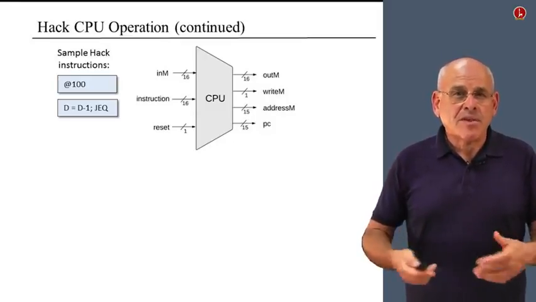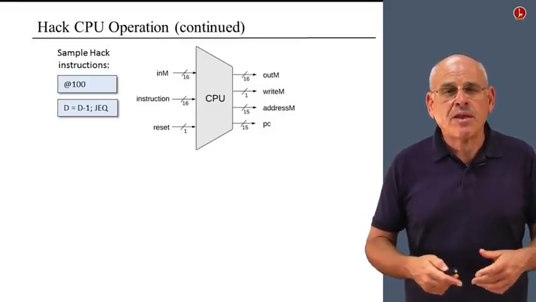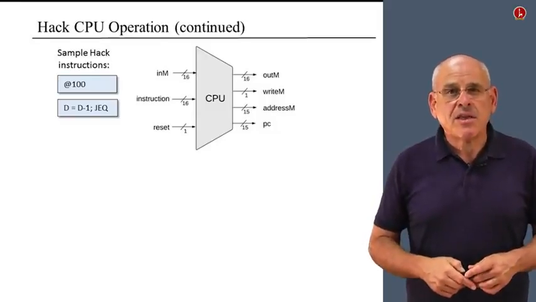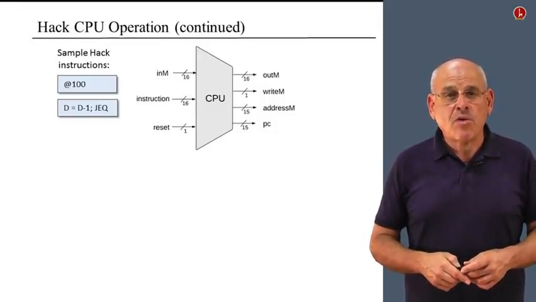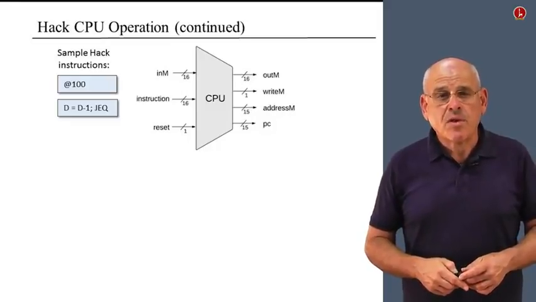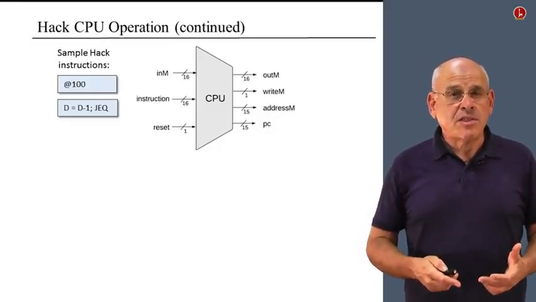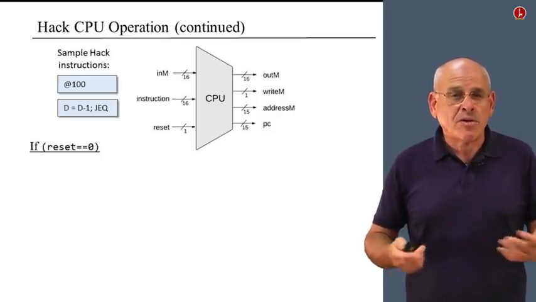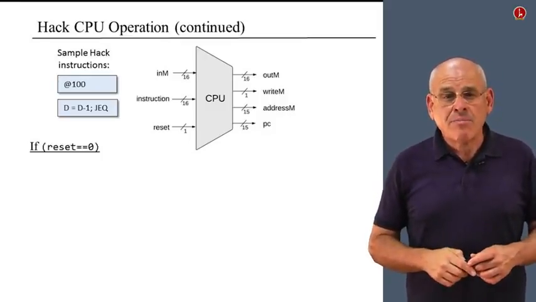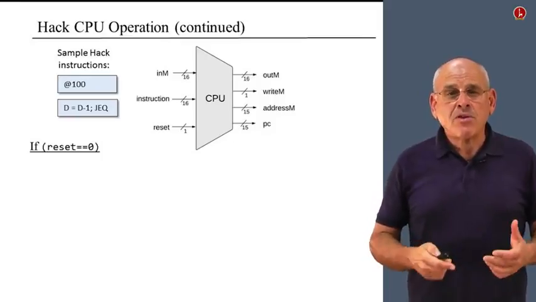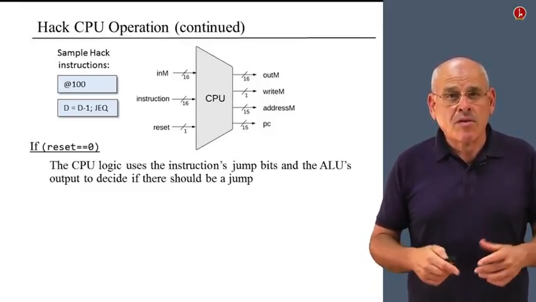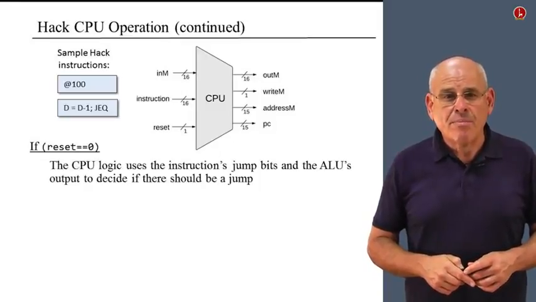and if the result of this operation, or the ALU output, is 0, we want to jump. Jump where? To the address that was specified before, to 100. How do we do it? Well, if reset equals 0, which is normally the case when a program is running, because the user doesn't touch the reset button, then the CPU logic uses the jump bits and the ALU output to decide whether or not there should be a jump.